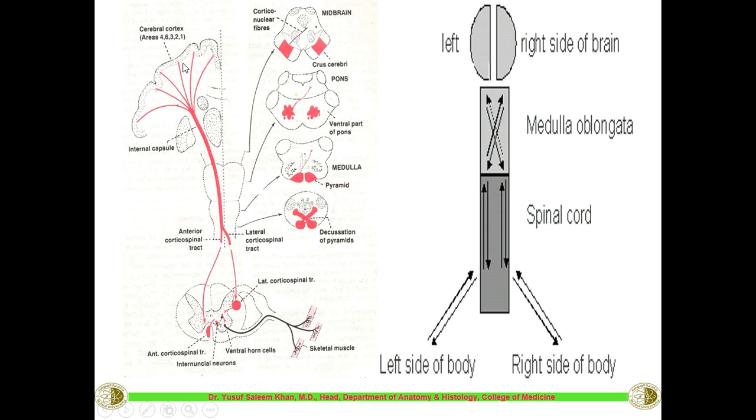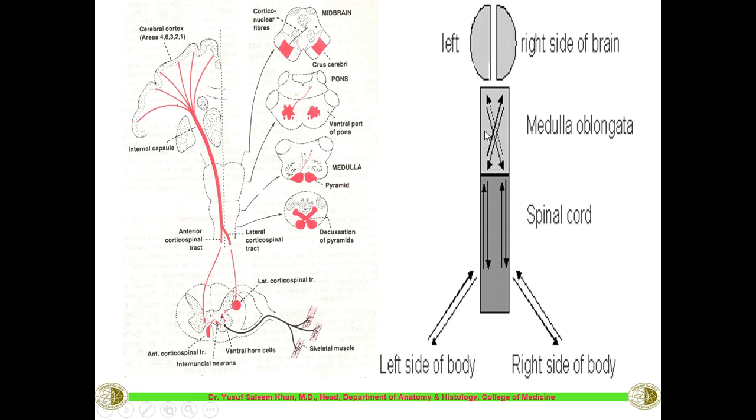So again, this is the picture showing you the corticospinal fibers starting from the cortex, passing to the internal capsule and into different parts of the brainstem. And here is the position of the pyramidal fibers crossing. This is the pyramidal decussation. Some fibers don't cross and they form the anterior corticospinal tract, and those which cross go on the opposite side and form the lateral corticospinal tract.